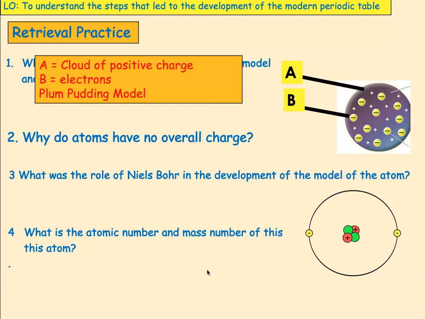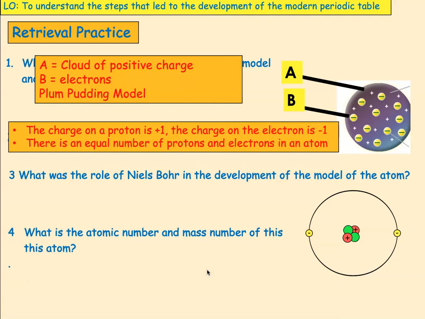Why do atoms have no overall charge? Well, there are two things to take into account here. Number one, you have to say the size and the type of charge on the proton. So it is +1. And the charge on the electron is equal and opposite in size, -1. You also have to say that there's an equal number of protons and electrons in an atom.